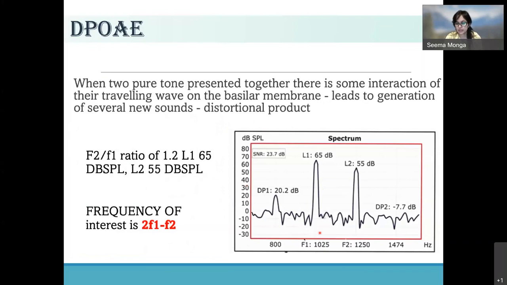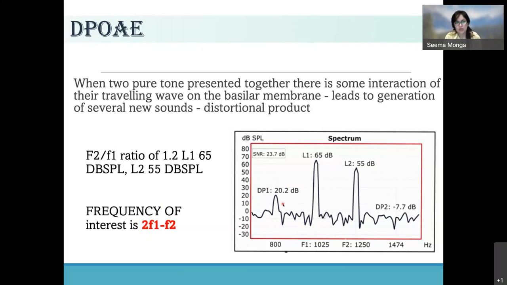So we have F1, one frequency, and F2, the second frequency. Two frequency sounds are being given, and what is generated is the distortion product, DP. We are concerned with this. The frequency of interest is 2F1 minus F2. This is the distortion product. You don't need to memorize these formulas. What you need to understand is this is where we focus. Then there is the F2 and F1 ratio.